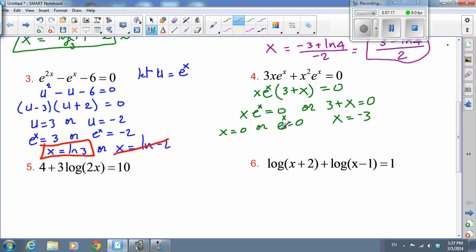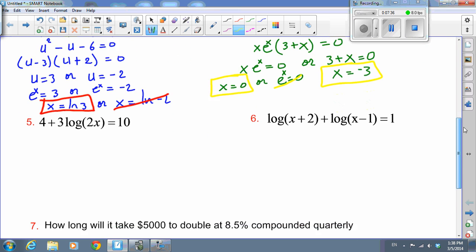But guess what? e to the power of x will never be equal to 0 because it's a number that is raised to a different number. Never be equal to 0. So the only solutions are x equal to 0 or x equal to negative 3.